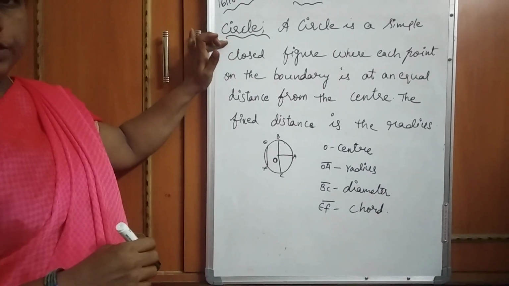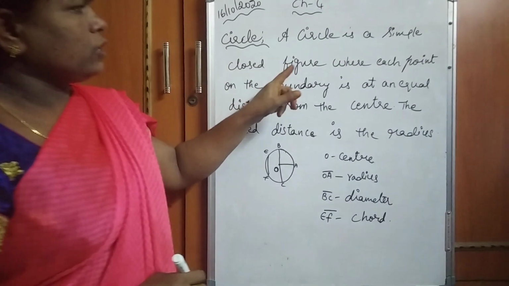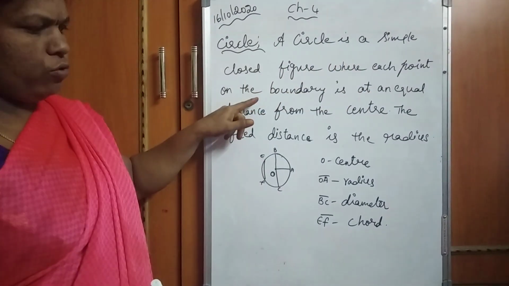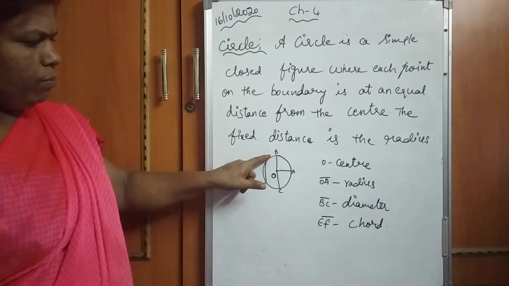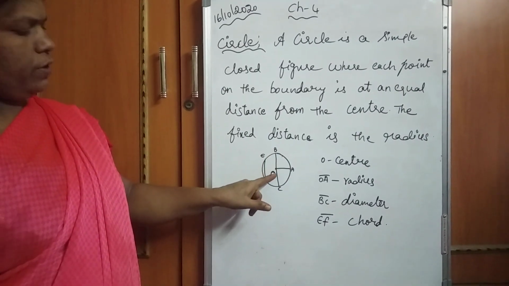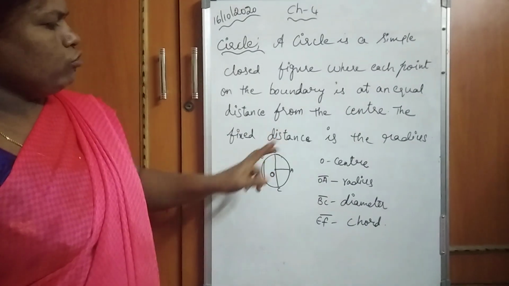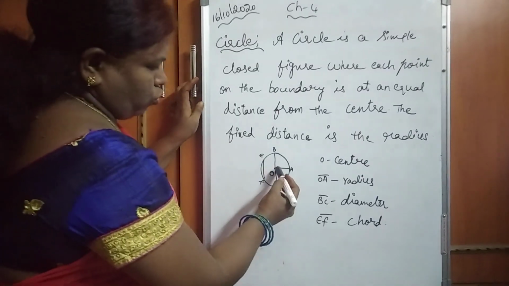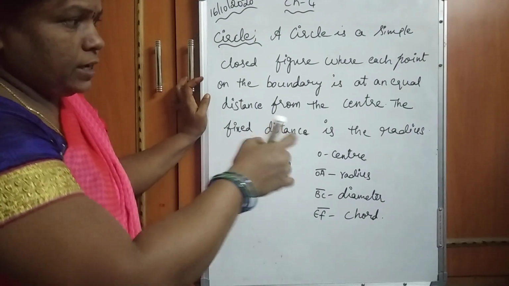Children, the definition of the circle, copy in the classwork. Circle. A circle is a simple closed figure where each point on the boundary is at an equidistance from the center. I took center as O. Now the fixed distance from the center, OA, OC, OB, they are all called as radius.